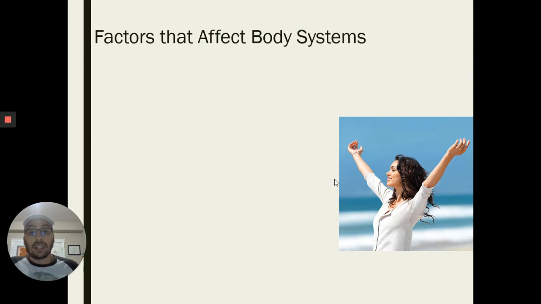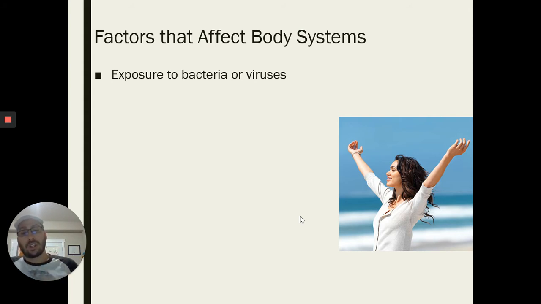Factors that affect our body system. There's also a lot of factors that affect our body system. So obviously, exposure to bacteria or virus. I'm in front of a computer right now recording a video so you guys can learn at home for this exact reason. We're doing social isolating right now, trying to stay away from everybody for this reason. We want to stop the exposure to this virus.